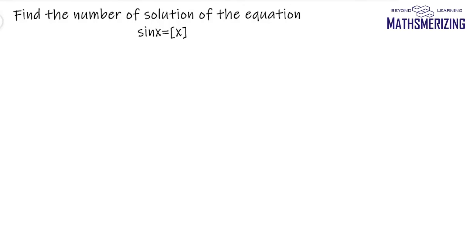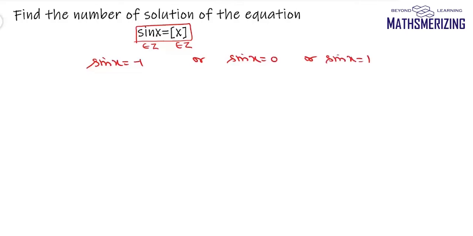Here the question is, find the number of solutions of the equation sin x is equal to the greatest integer function of x. Now we know that the greatest integer function is an integer. So that means sin x should also be an integer. So in this case, sin x can only have three integral values. Either the value of sin x can be -1, or 0, or +1.